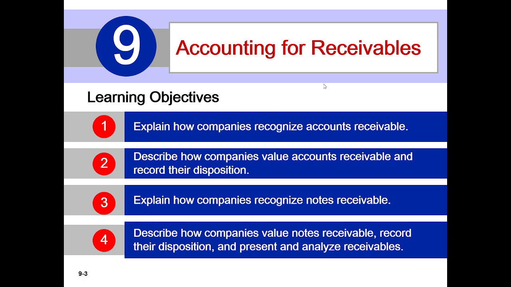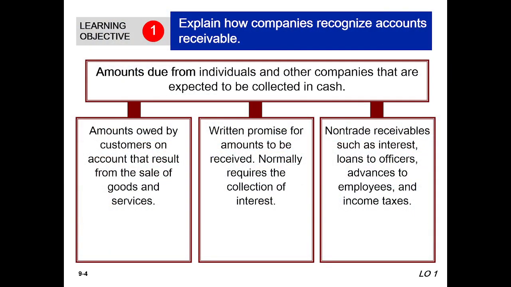Objective number 1, explain how companies recognize accounts receivable. Number two, describe how companies value accounts receivable and record their disposition. Number three, explain how companies recognize notes receivable. Number four, describe how companies value notes receivable, record their disposition, and present and analyze receivables. Okay, move to the next.